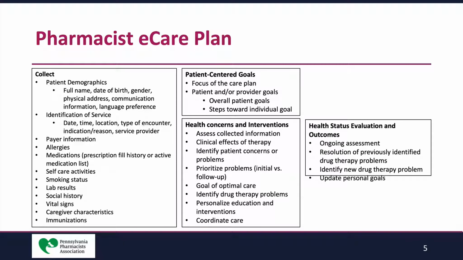Our health concerns are those things that we identify, such as patient being misinformed, prioritizing problems, drug therapy problems, and education and interventions we may need to do, or referrals that we do for the patient, refer them to other providers. The final box is a health status evaluation outcome, that when we see the patient the next time, we evaluate what goals have been resolved, what things have been concluded, and how did our impact of identifying health concerns impact the overall personal goals of the patient.